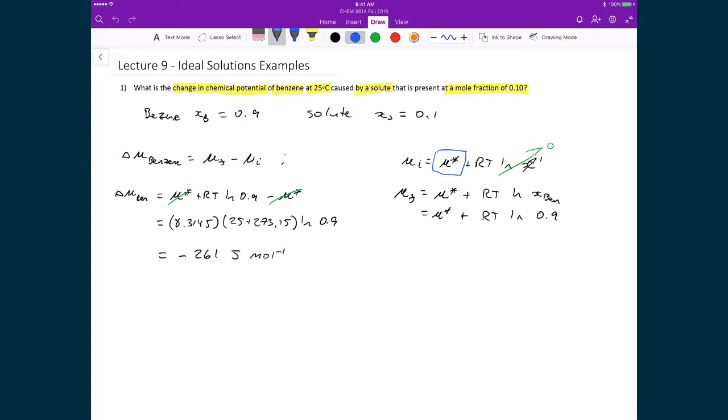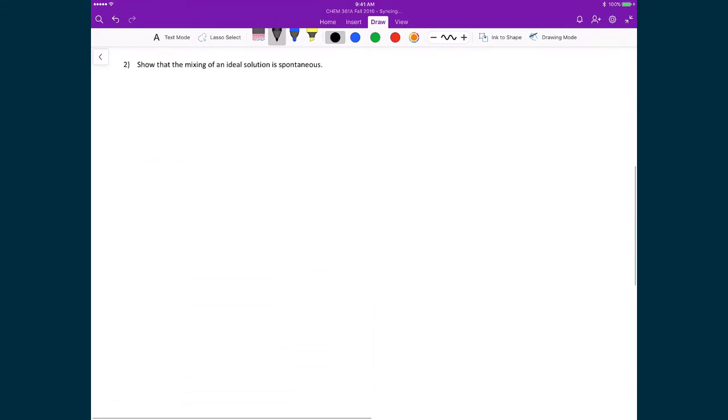Of course, this number that we just calculated, minus 261 joules per mole, is just the chemical potential of one of two components in this mixture. So if we wanted to determine whether it's spontaneous for these two things to mix together once we combine them, we're going to have to solve for that explicitly, which is what we're going to do in this second problem. We're going to show that the mixing of an ideal solution is in fact spontaneous. And again, what that means is that the change in Gibbs free energy that occurs through the process of mixing these two things is going to be less than zero.